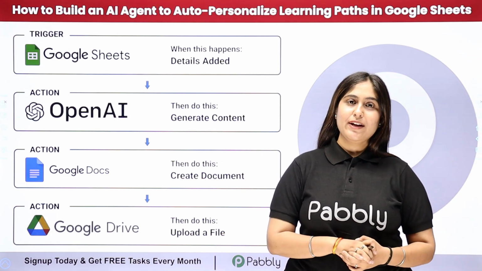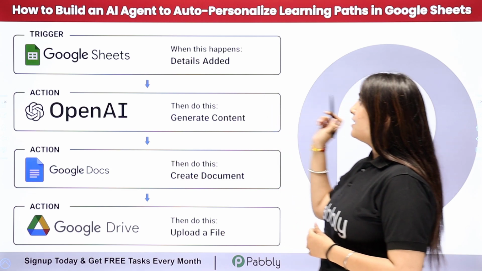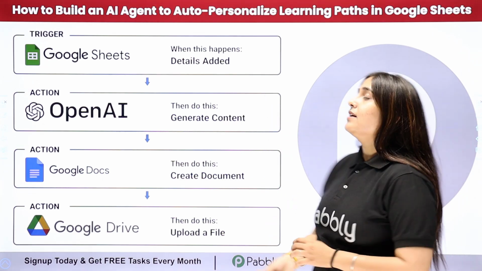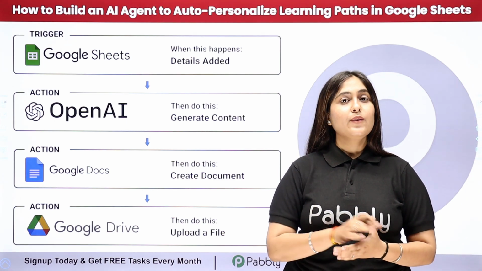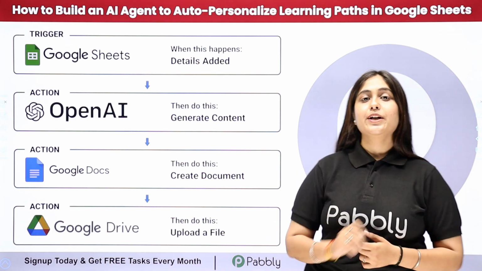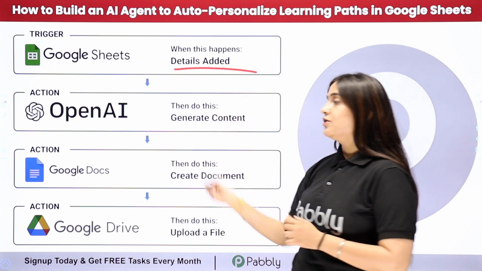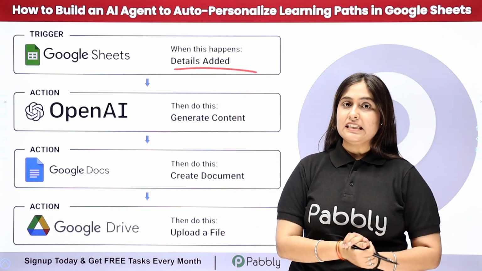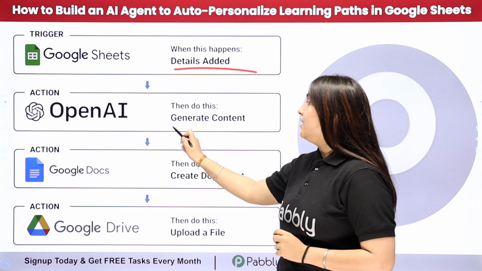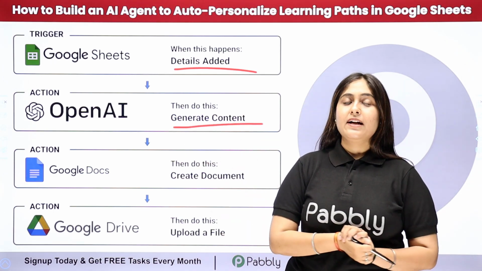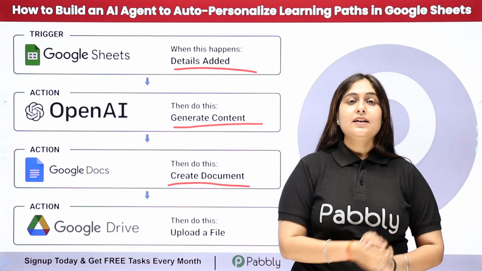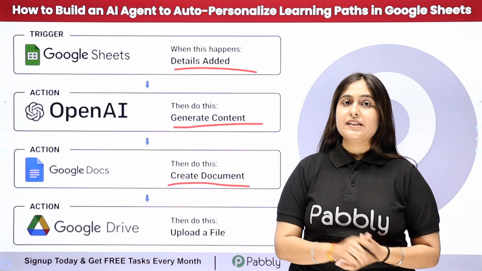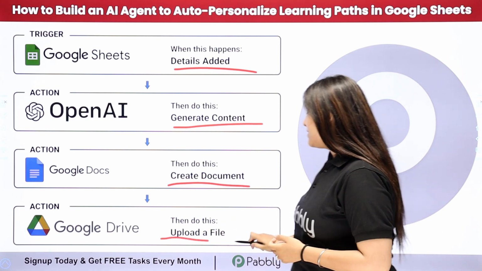In this video, we are going to understand how to build an AI agent to auto-personalize learning paths in Google Sheets. So I run an online coaching program, and now here my objective is that whenever I add a new student detail in my Google Sheets, then automatically using the details, OpenAI should generate the learning path. And after that, automatically that should be saved as a new document in my Google Docs, and similarly that document should be saved as a PDF file in my Google Drive under a specific folder.